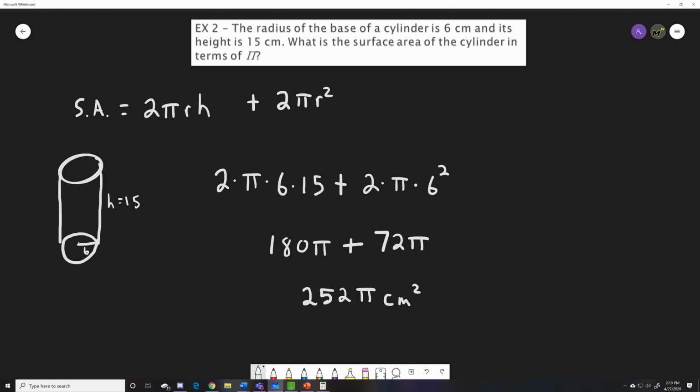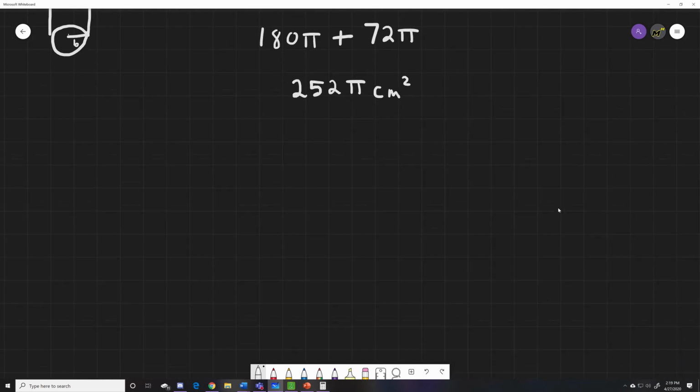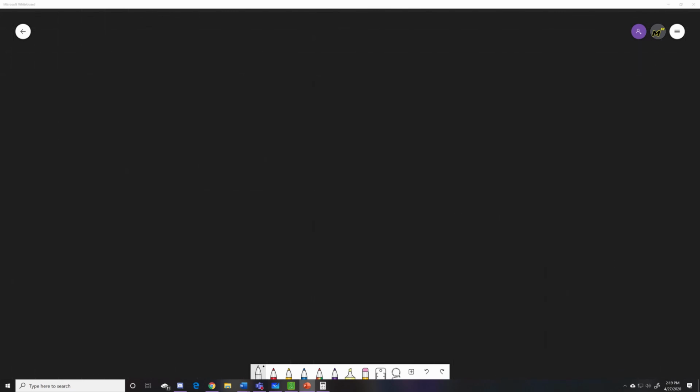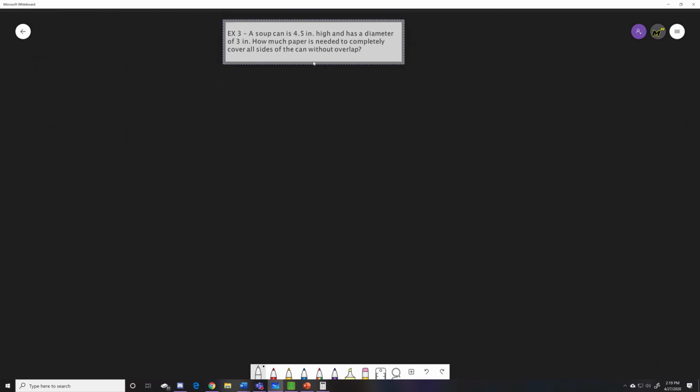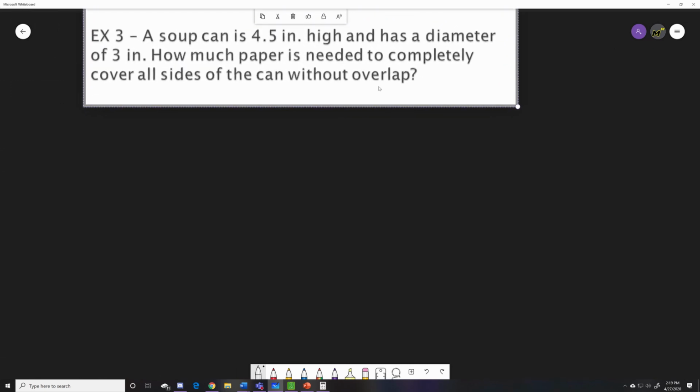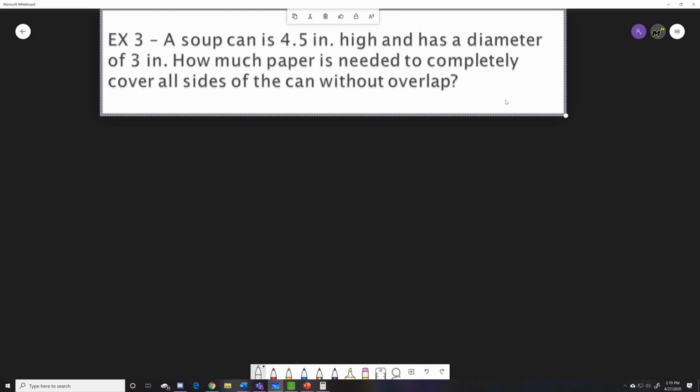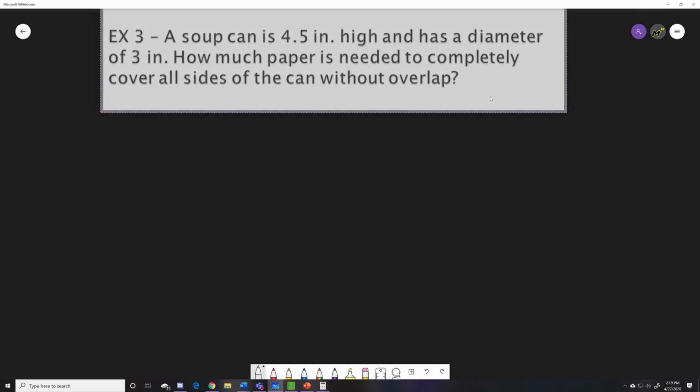Alright, let's try one more of these. So this time, I think I have these examples. The next example: we have a soup can that is 4.5 inches high and has a diameter of 3 inches. How much paper is needed to completely cover all sides of the can without overlap? Okay. So, they tricked me. I thought they were going to talk about the label. Let's go ahead and use our formula.